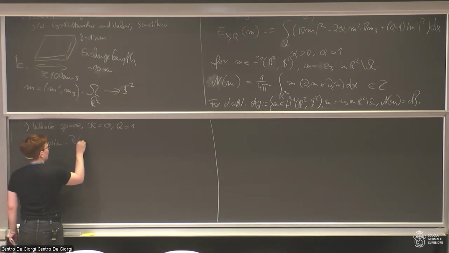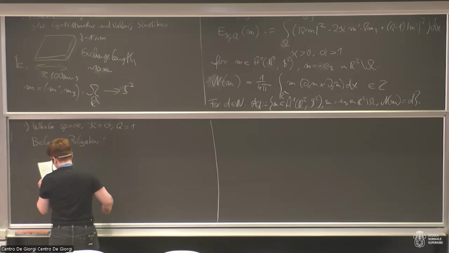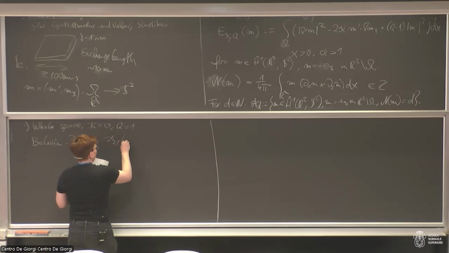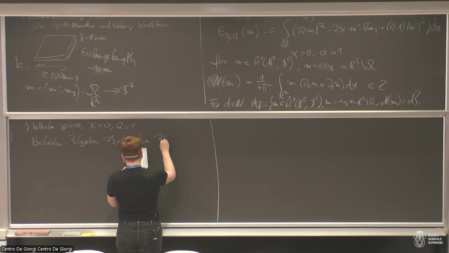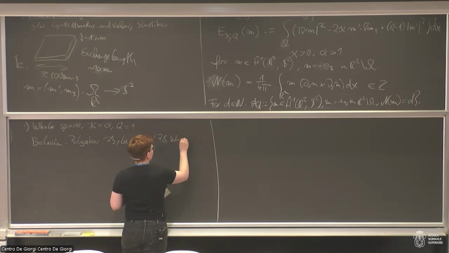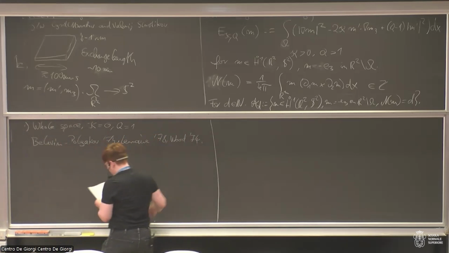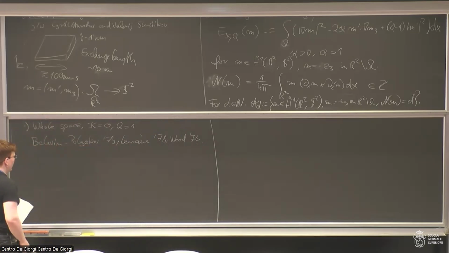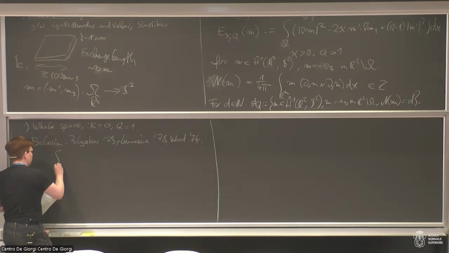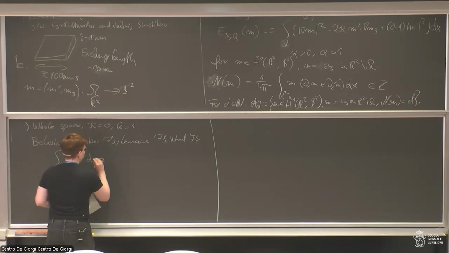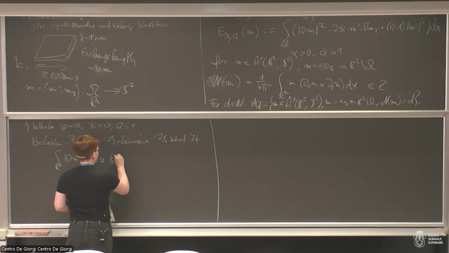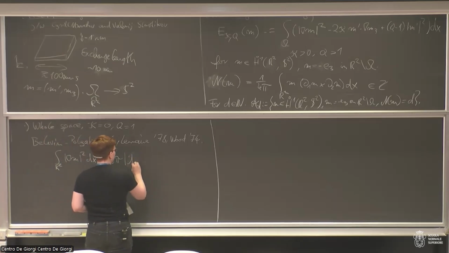And there, physicists Belavin and Polyakov in 75, and mathematicians Lemaire in 78, I think, yes, as well as Wood in 74. They identified, well, they came up with this nice topological bound, which bounds the Dirichlet energy on the whole space by 8 pi times the modulus of the degree.